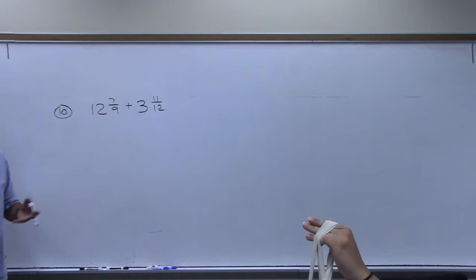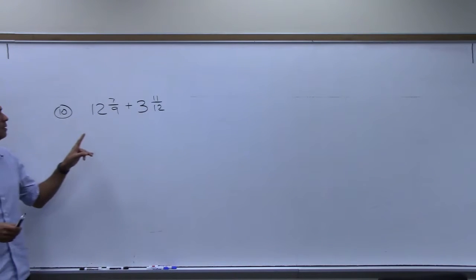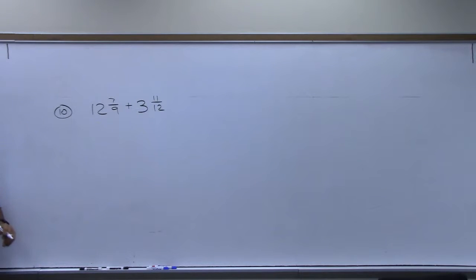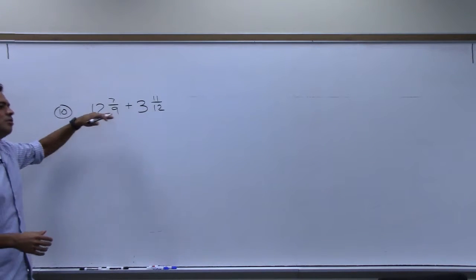Get rid of the 12. Get rid of the what? The 12 and the 3. Okay, so turn them into improper fractions. All right, it's a bad name. Improper fractions sounds like you're doing something wrong, but you're converting it from this notation to a different notation.